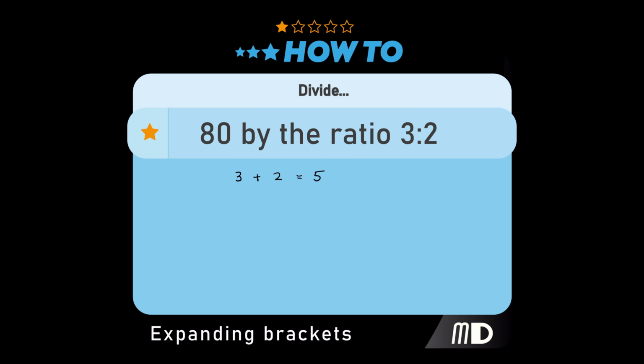Next, we need to divide the amount given to us, which is 80, by the sum of the digits in the ratio, which was 5. And 80 divided by 5 is equal to 16.